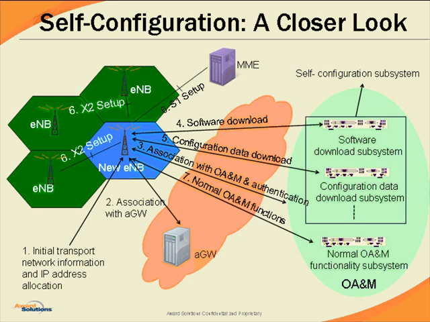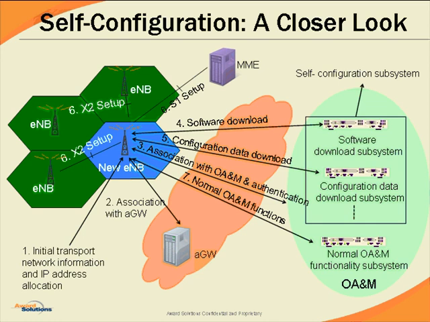Of course, before we download all that, we have to make sure that we are talking to a valid O&M system. So the O&M system authenticates the eNodeB, and the eNodeB authenticates the O&M system. That is also one of the prerequisites before we can do all this automatic configuration.